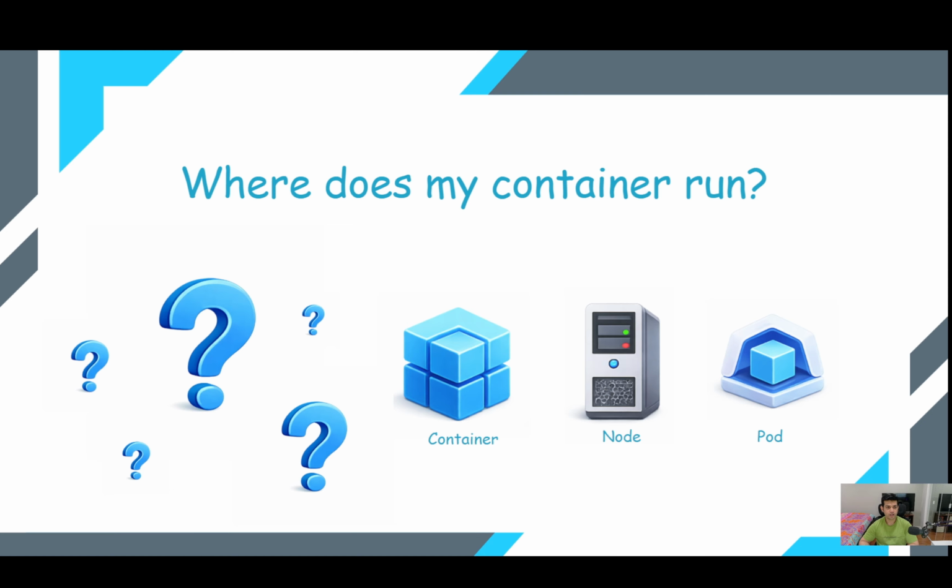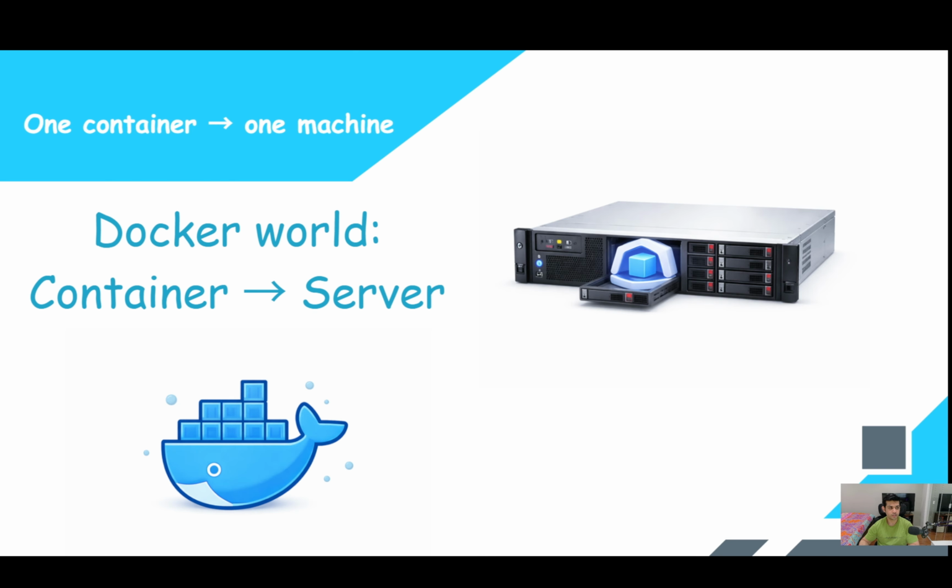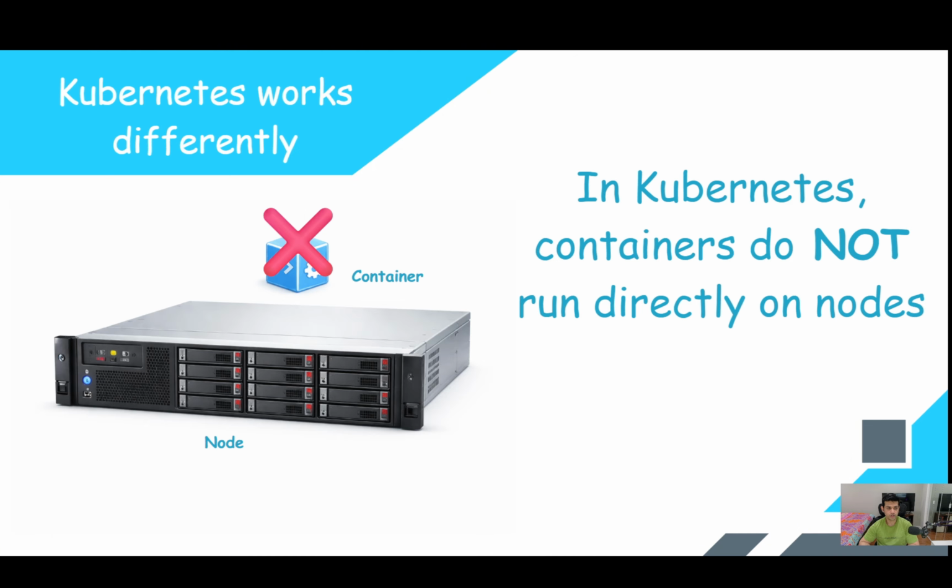So you must be wondering, where does a container run? On a node? On a pod? Before Kubernetes, things were simple. You had one server and you ran a container on that server. So one container, one machine. But Kubernetes works differently. In Kubernetes, containers do not run directly on nodes. Containers always run inside pods, and pods run on nodes. That relationship is the key. So let's break it down slowly.